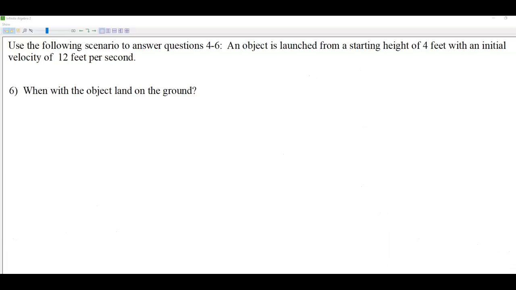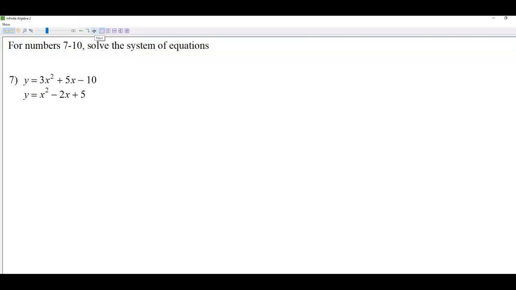All right. Let's move along. Next question is asking us to solve the system of equations. In other words, we want to find out where these two parabolas intersect each other. So step 1, or step A, is to set each equation equal to each other.